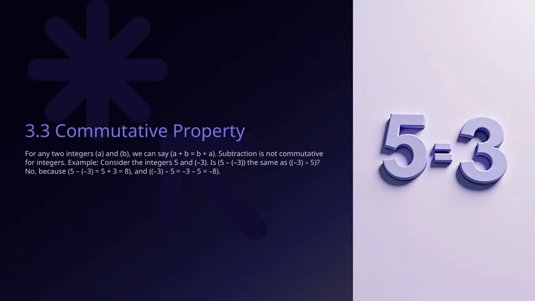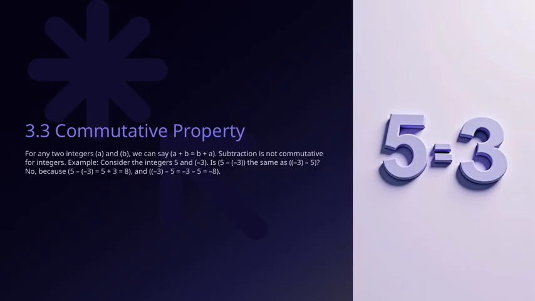Let's talk about the commutative property. For any two integers, say a and b, we can say that a plus b is the same as b plus a. In other words, addition is commutative because you can switch the order without changing the result. However, when it comes to subtraction, things are different. Subtraction is not commutative for integers.